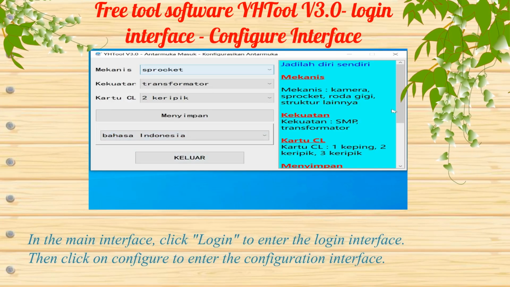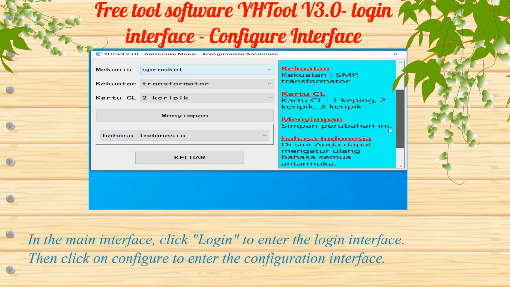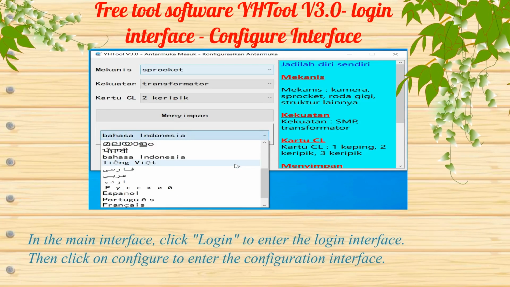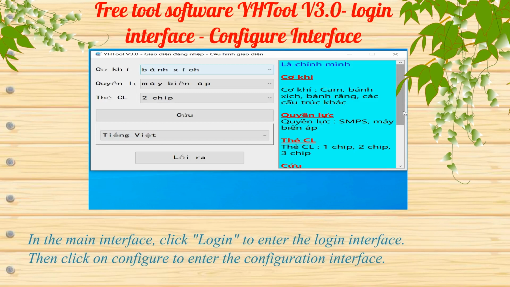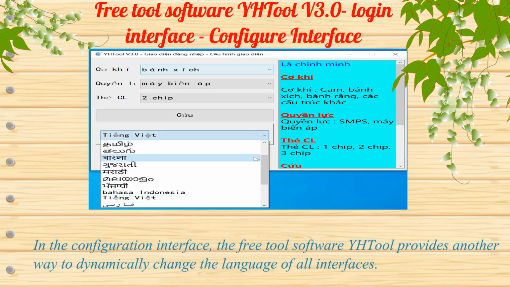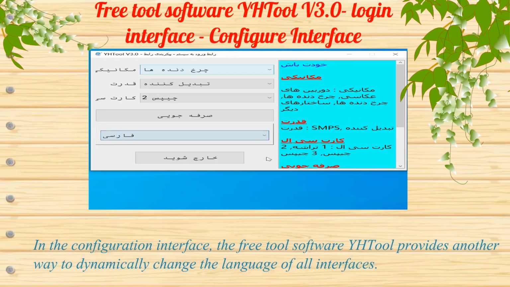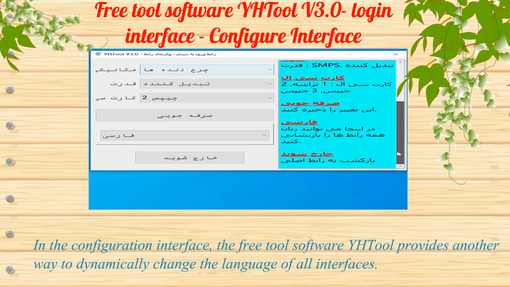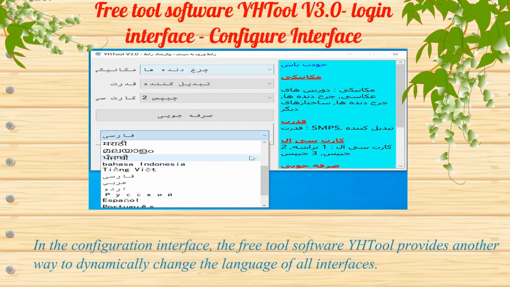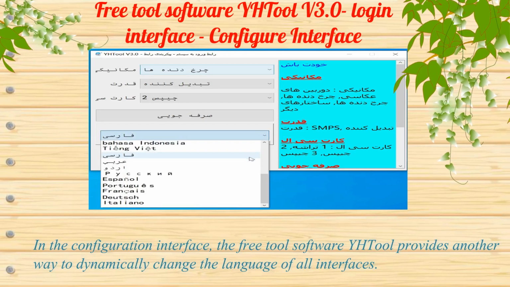In the main interface, click Login to enter the login interface. Then click on Configure to enter the configuration interface. In the configuration interface, the free tool software YHTool provides another way to dynamically change the language of all interfaces.